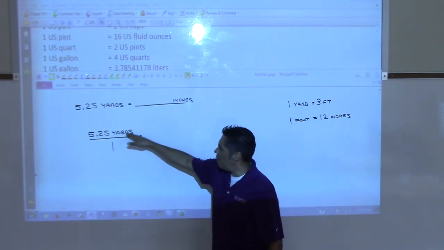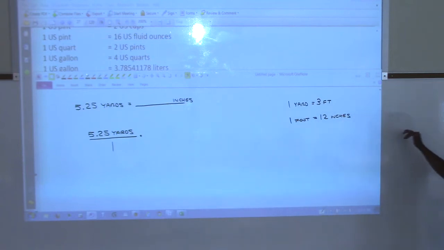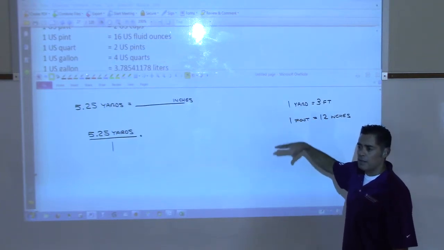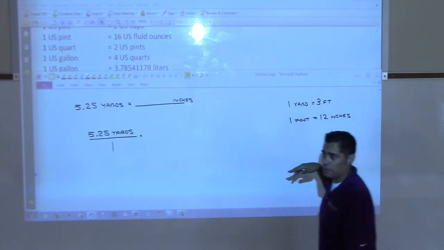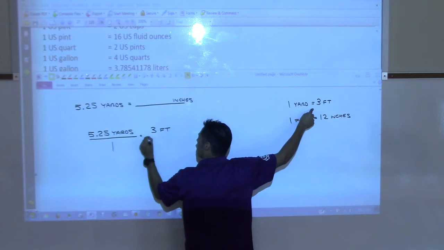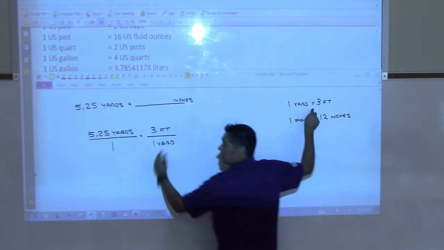This is what I started out with, this over 1, and now we have these two pieces of information. It would be 1 yard and 3 feet. So which one goes where? Does the yard go on top or the bottom? The yard goes on the bottom, because you want it to cancel, right? So I'm going to write 3 feet on top, 1 yard on the bottom, and then those yards will cancel, right?